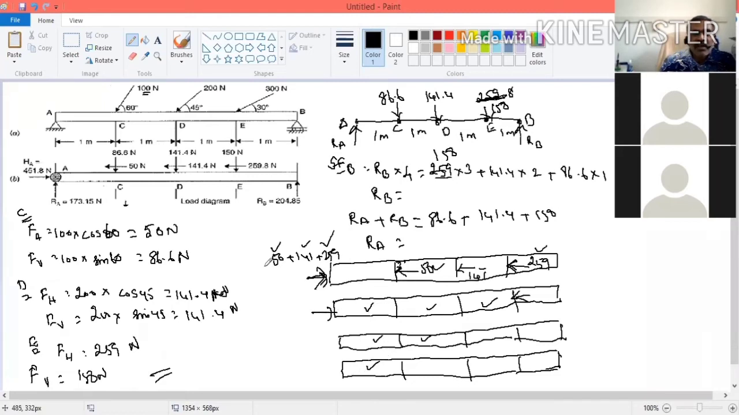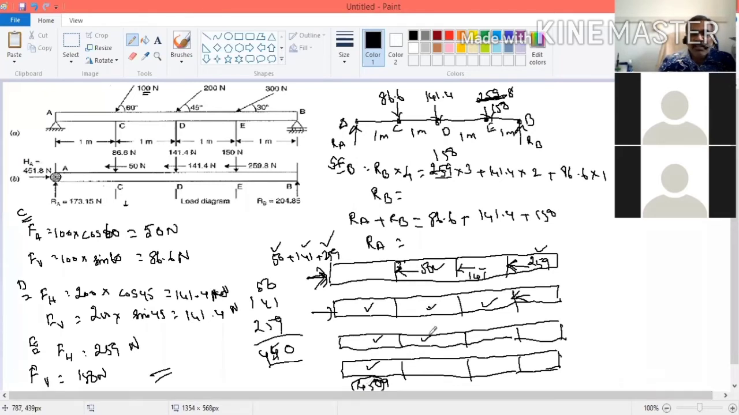It is 50 plus 141 plus 259. So how much is it? 50, 141 and 259. This is 450. So here 450 newtons is acting. At section 1, 450 newtons is acting.